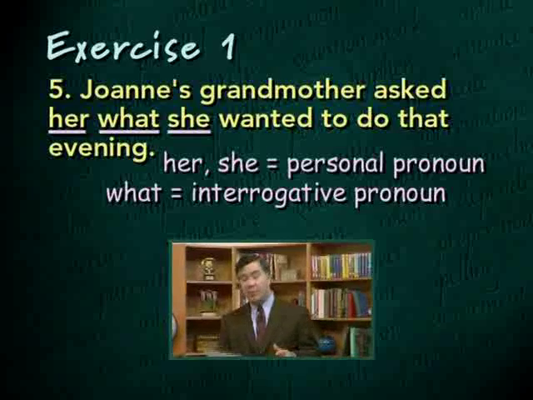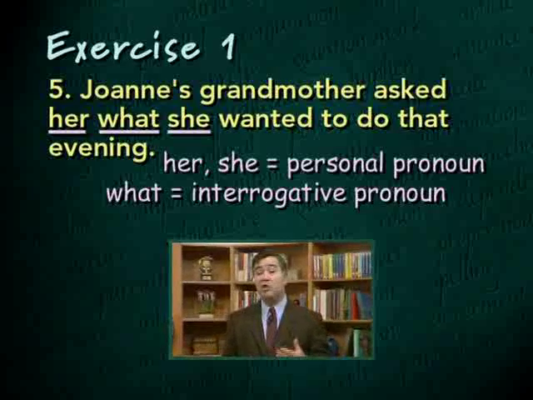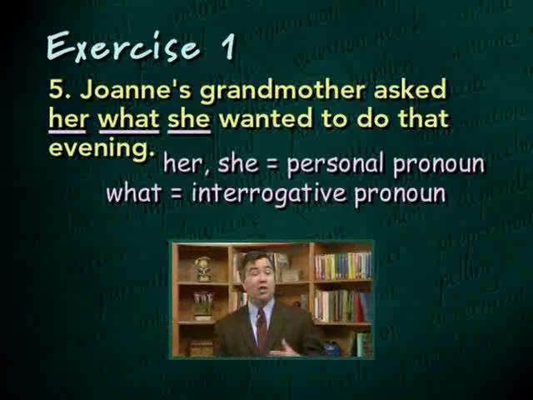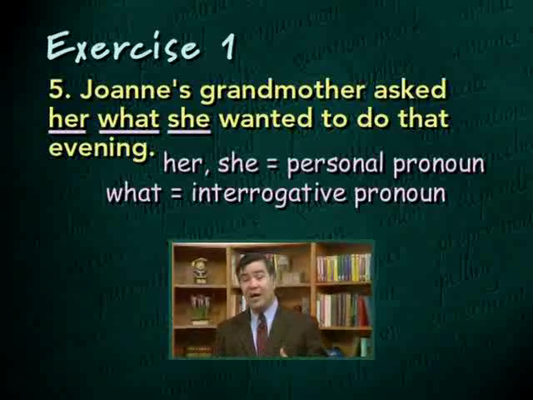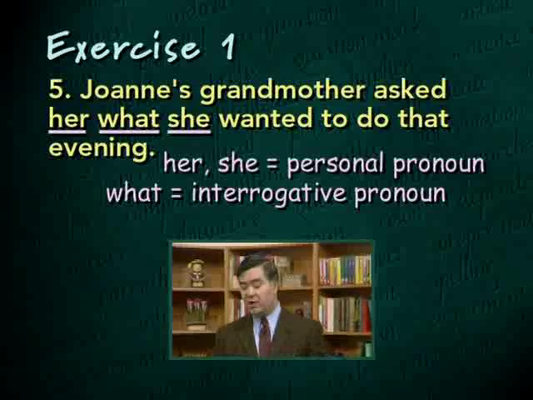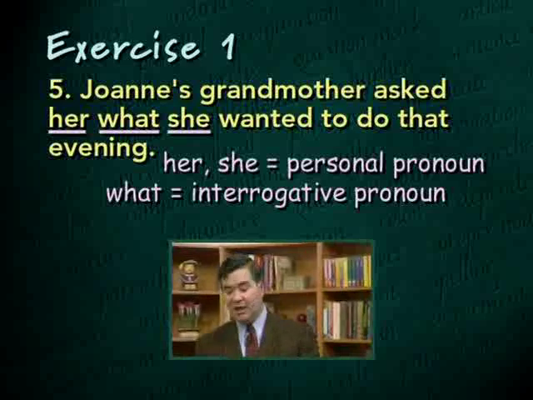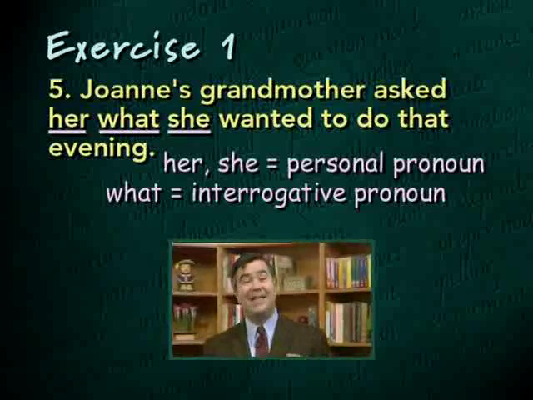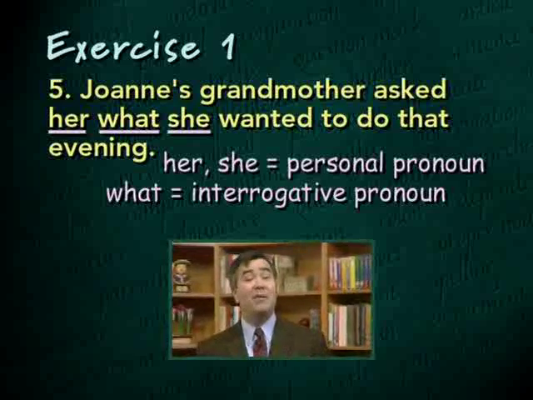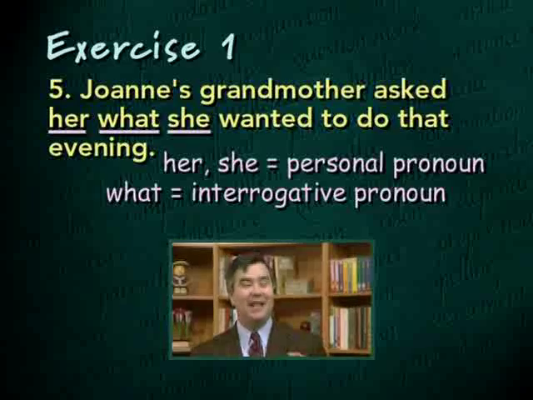In this case, the pronoun what is being used to introduce an indirect question. Joanne's grandmother is asking Joanne a question, namely what she wanted to do that evening, and that question is being reported to us indirectly. So the pronoun what is an interrogative pronoun because it is introducing that indirect question.